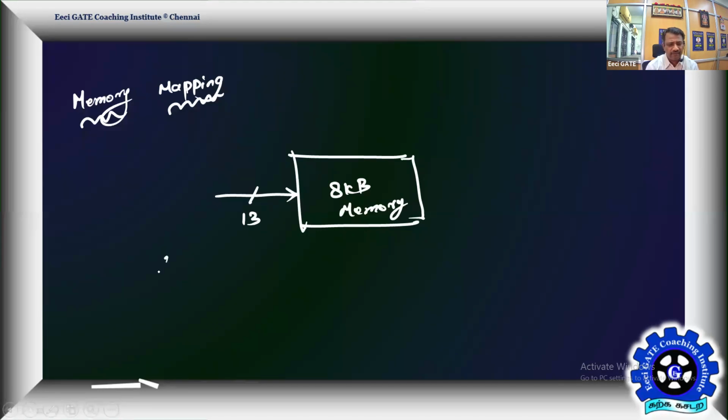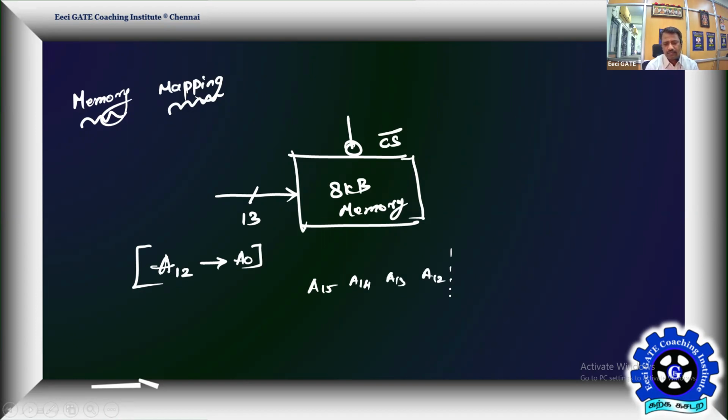What are the lines allotted already? A12 to A0 are already used for enabling the memory locations. The rest of them are available for the chip selection of your memory, that's usually chip selection bar. Depending on what address you want, you have A15, A14, A13, then A12. That is one nibble. Then A11, A10, A9, A8 is the next nibble.